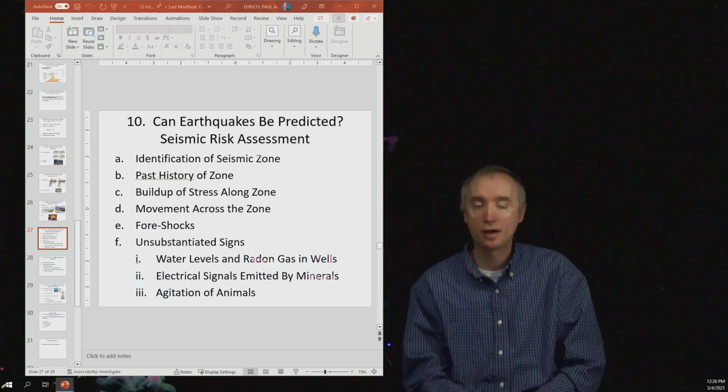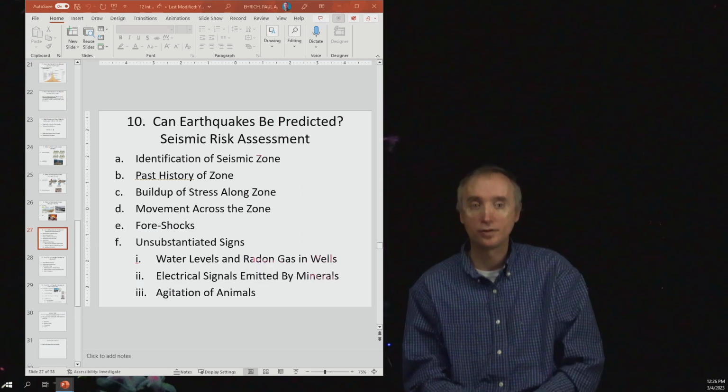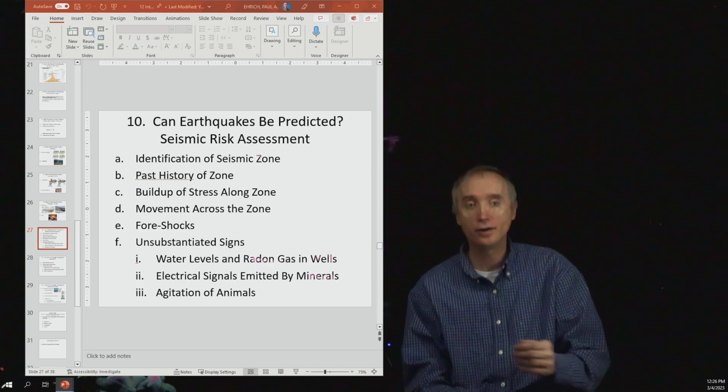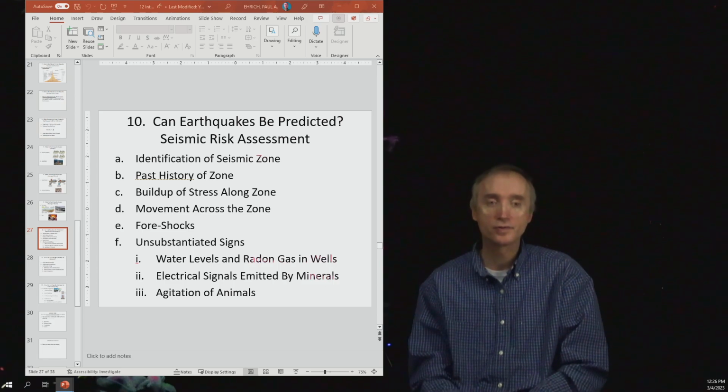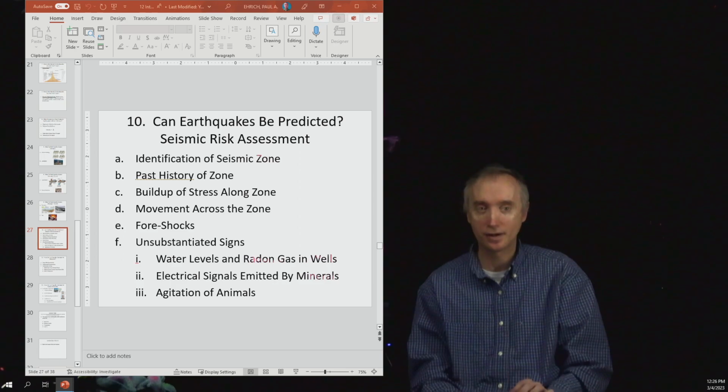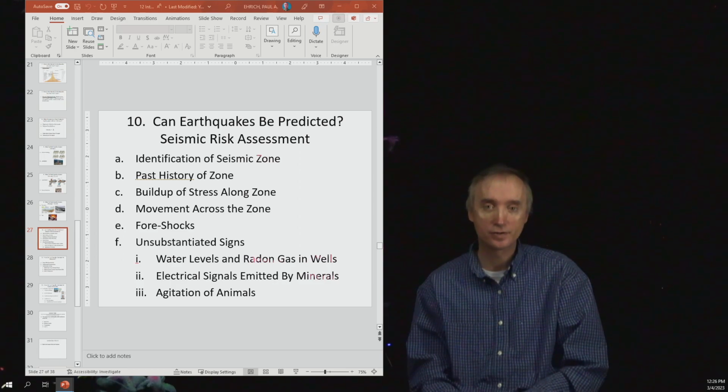Another thing is foreshocks. So this is going to be a series of micro earthquakes that might occur that are signaling that the big one is about to occur. And then there are also some unsubstantiated signs, folklore, that indicate that an earthquake is going to happen.